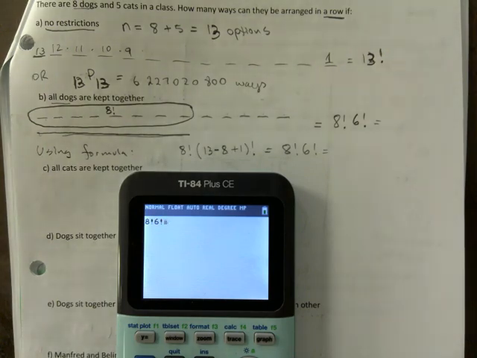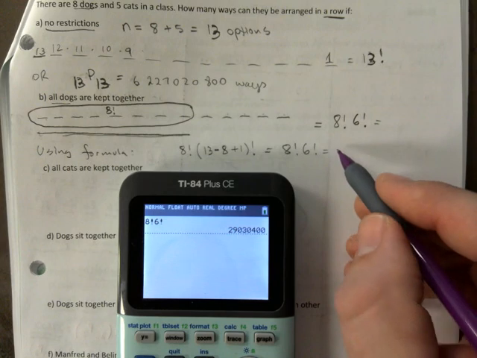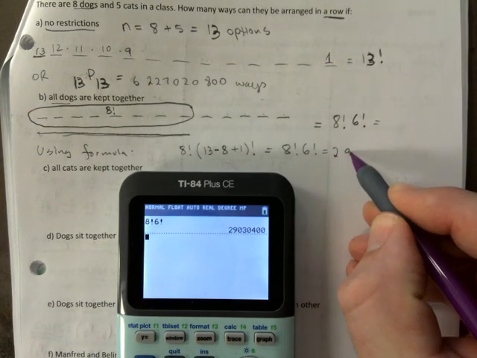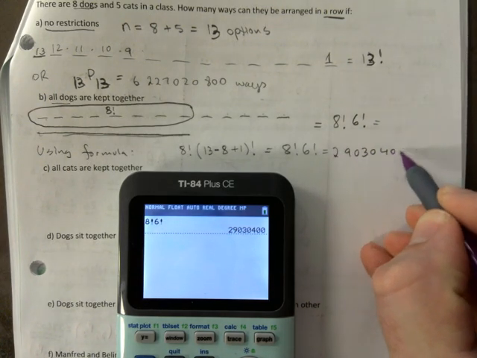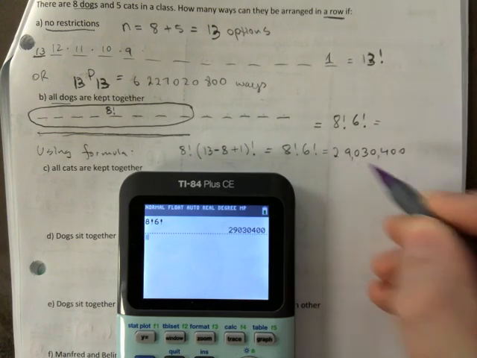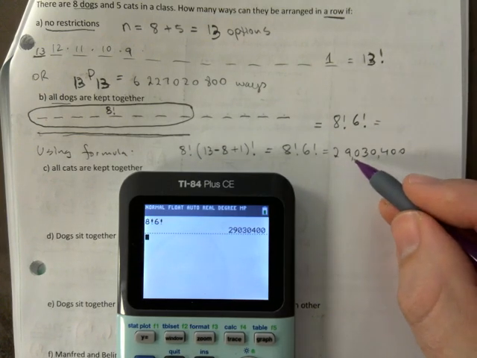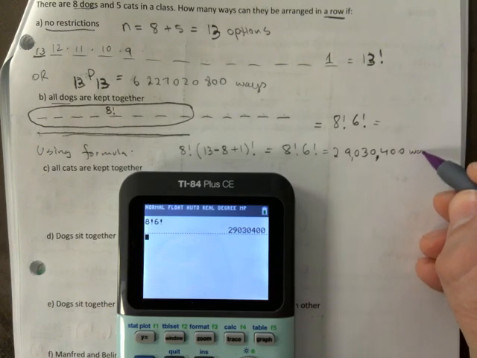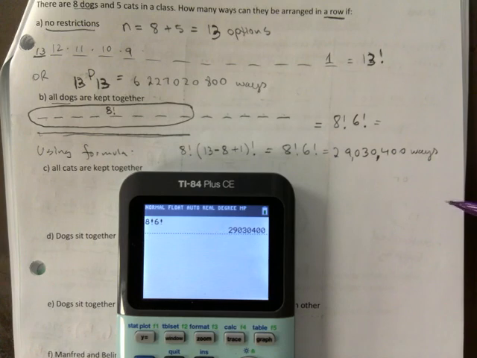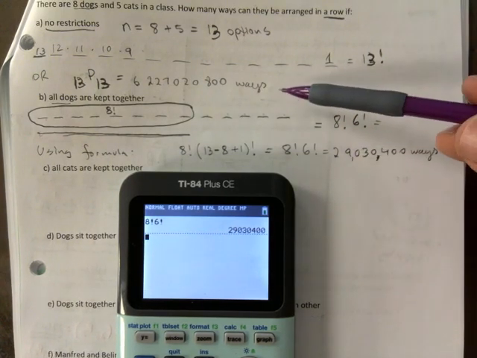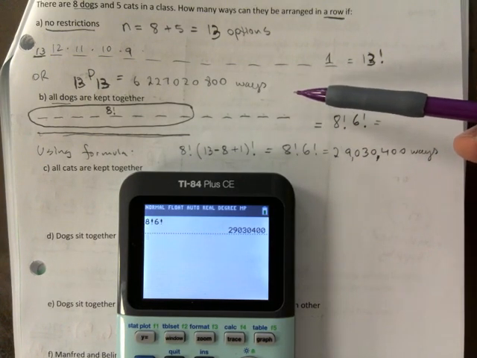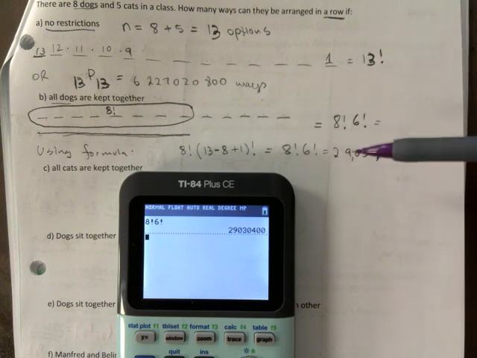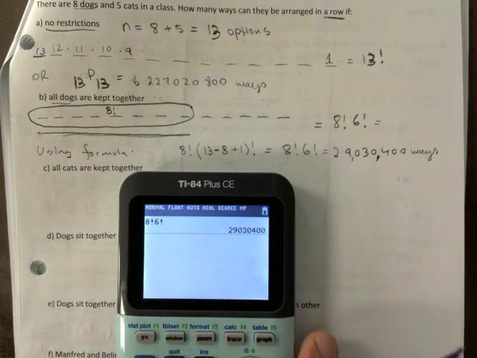I just pressed 9. Alpha window 9. Boom, right? So there it is. That's 2903040. So if you like your commas, right? It's okay to have a comma there, but I tend to not have them. And it should be less than your previous. It should always be less than your universal. I tell my students, if your answer is bigger than no restrictions at all, then maybe double check something went wrong, right?